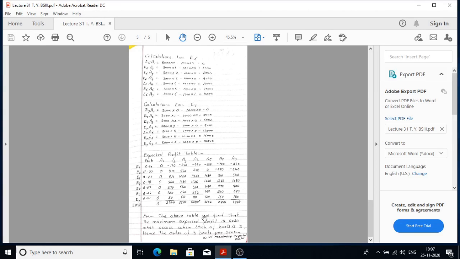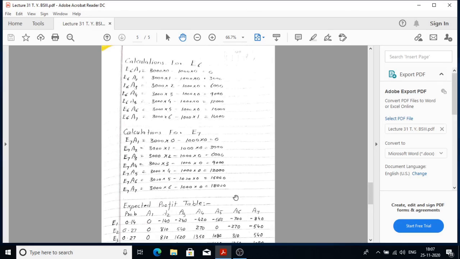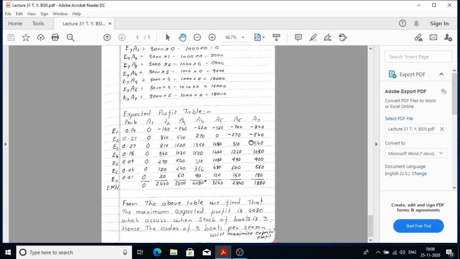From the above table, we find that the maximum expected profit is rupees 4080, which occurs when stock of boats is 3. Hence, the order of 3 boats per season will maximize expected profit.